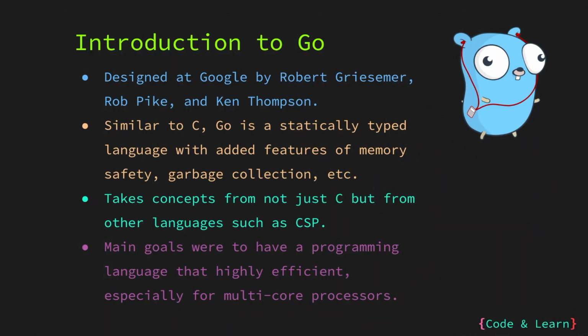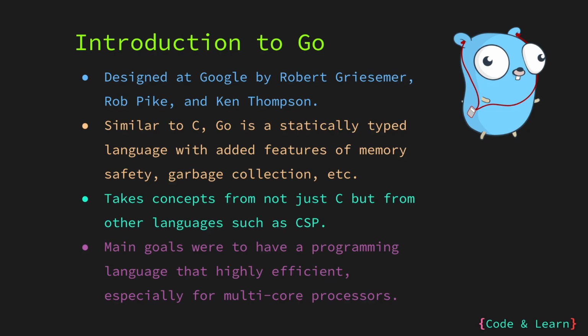Golang, or just known as Go, was designed at Google by a team led by Robert Griesemer, Rob Pike, and Ken Thompson. Rob Pike and Ken Thompson are the same people who were actively involved with the development of the C language and the Unix operating system back in the day at Bell Labs.